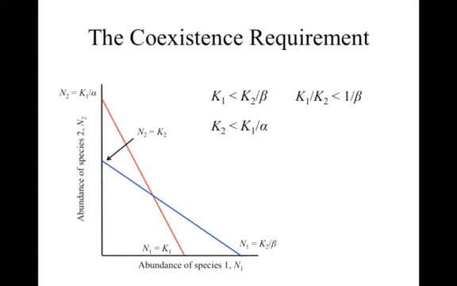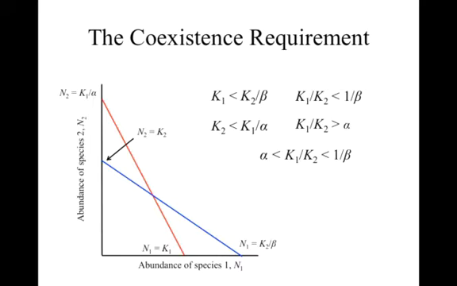If I just rearrange both so that I have K1 over K2 on one side, that gives me K1 over K2 has to be less than 1 over beta for the first equation. And it gives me K1 over K2 has to be greater than alpha for the second equation. And so if I combine those equations, now I have K1 over K2 being the same for both equations. That means that alpha has to be less than K1 over K2, which has to be less than 1 over beta. So let's think about what that means.